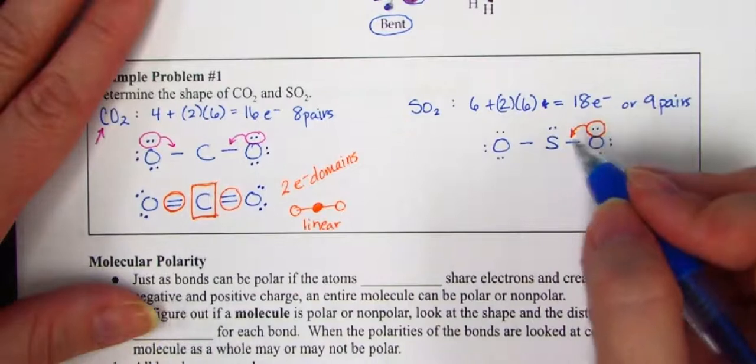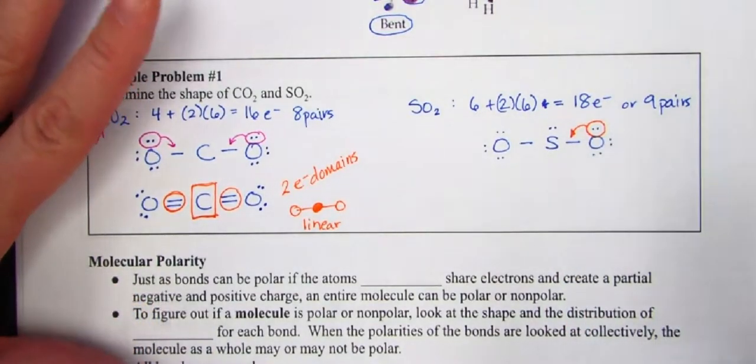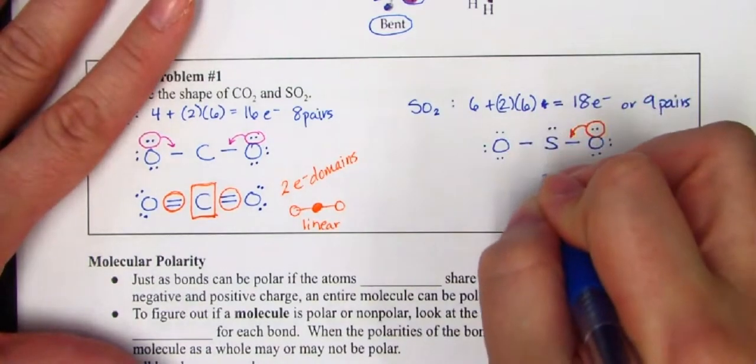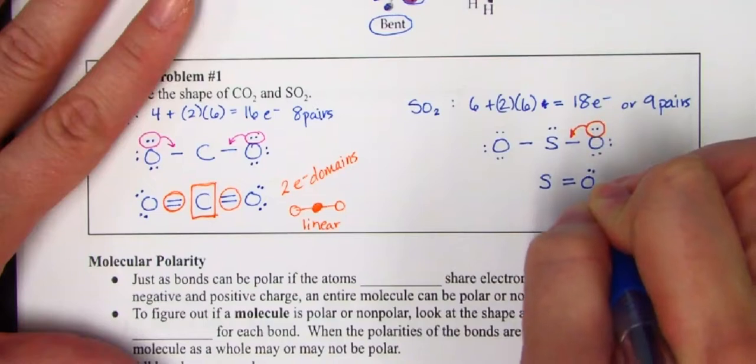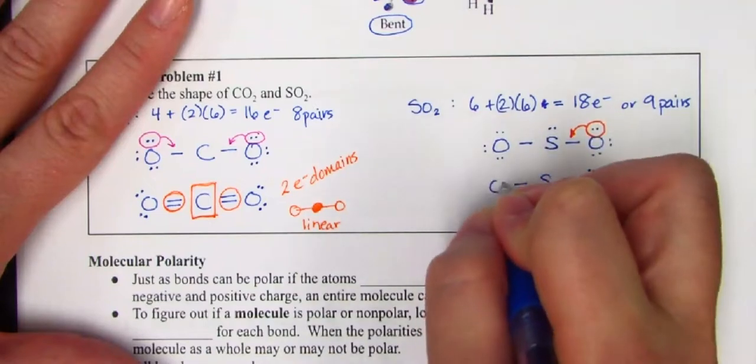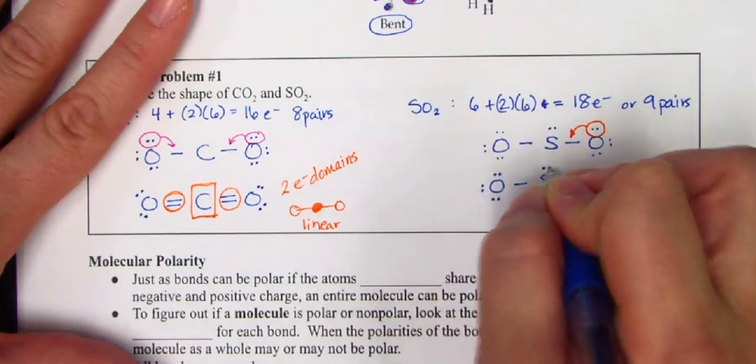If I tried to share 2, then all of a sudden sulfur would have 10. And it doesn't need 10. It's happy with 8. So my shape is going to look like this. There's going to be a double bond on one side and a single bond on the other. And it still has that lone pair of electrons.